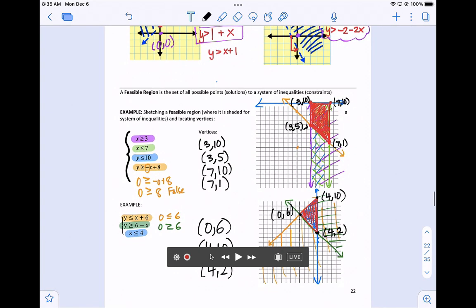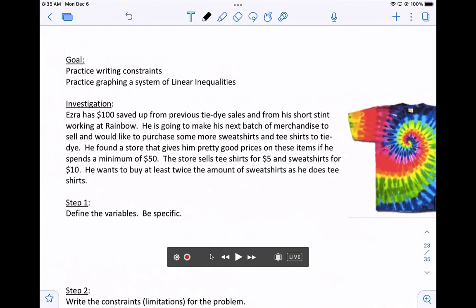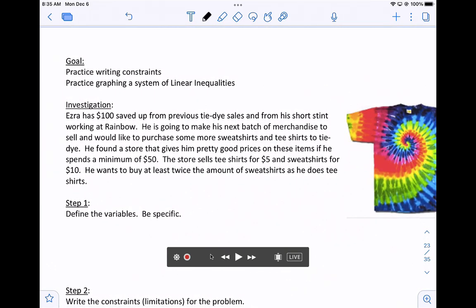Okay, so if we take a look at finding a feasible region, again, it's the answer for all of the inequalities, and again, we're going to focus in on those vertices where the corners are, and we're going to do that for a word problem. We've seen this problem before when we were just practicing writing inequalities, so we're actually going to look at an application of this.